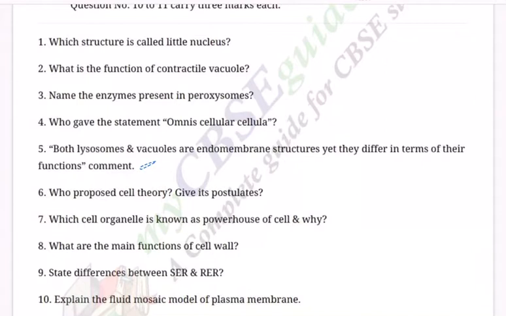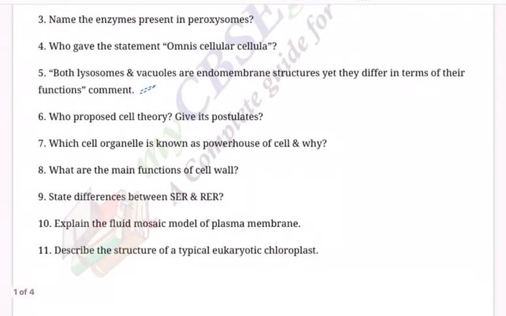Question 6, who proposed cell theory? Give its postulates, means main points. Question 7, which cell organelle is known as powerhouse of the cell, and why is it so called? Question 8, what are the main functions of cell wall? Question 9, state differences between SER and RER. What is this SER and RER? Smooth endoplasmic reticulum and rough endoplasmic reticulum.